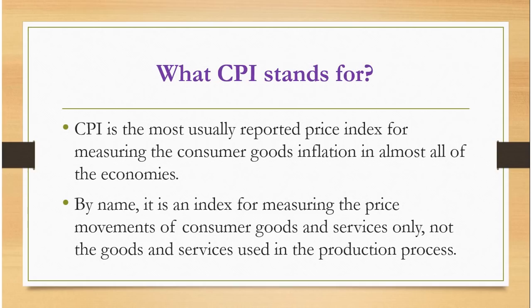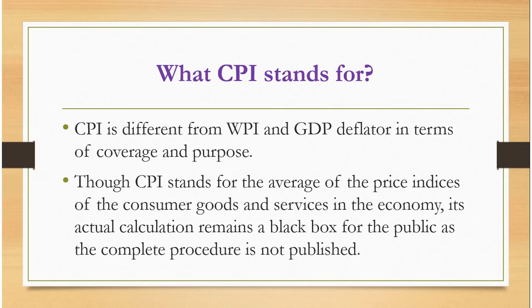in reality. The consumer price index is the most widely used price index for measuring consumer inflation in almost all of the economies. By its name, it is used for measuring the price movements of consumer goods and services only. So the prices of the intermediate inputs or the factors of production are not captured by the consumer price index. It is different from the wholesale price index and GDP deflator in terms of its coverage and in terms of its purpose.